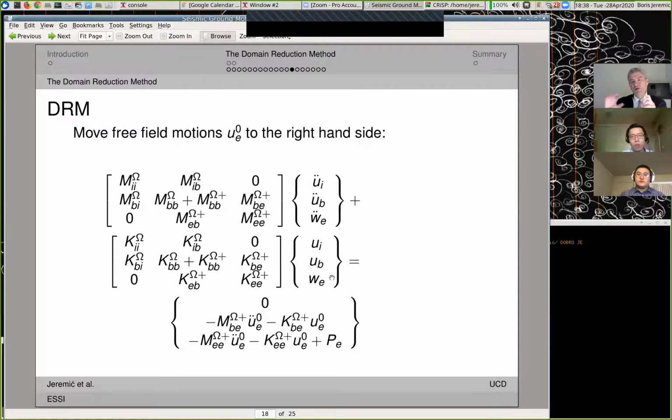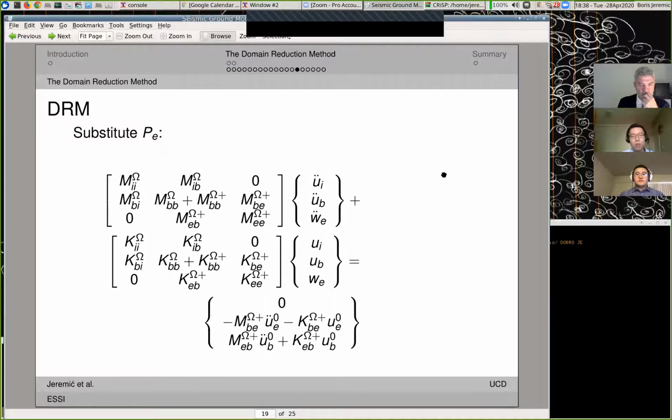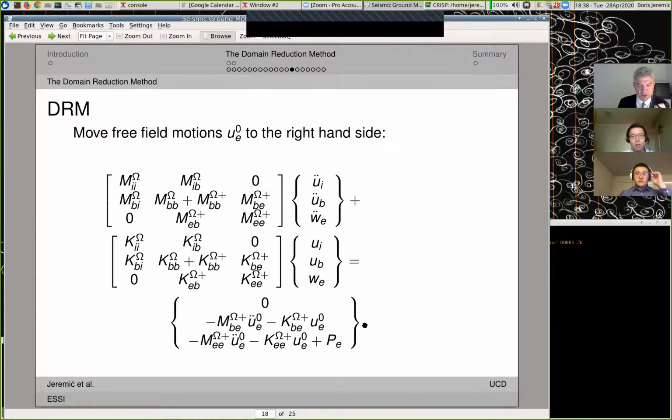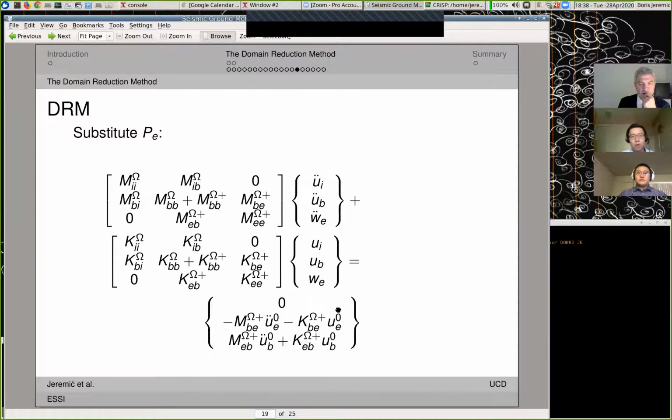Still a very large model. We just did this change of variables and we solved for PE for the free field model. So in the previous equation, we can actually substitute the solution for PE from a couple of slides ago. And we end up with a system that looks like this. Again, inside displacements, boundary displacements, additional field on the outside, and the forcing function looks like this. It's made up of mass terms and stiffness terms for the free field motions on the outside and on the boundary.